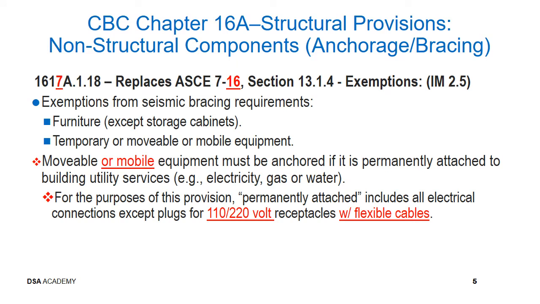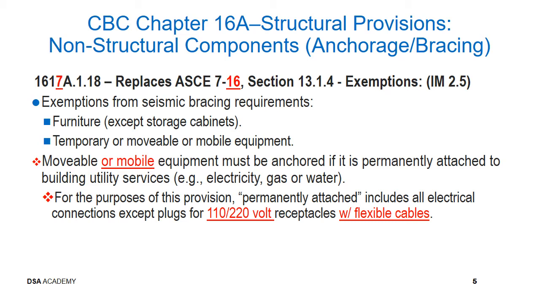CBC Section 1617A.1.18 replaces ASCE 7 Section 13.1.4 with exemptions that certain non-structural components are exempt from the requirements of seismic bracing and anchorage. First, furniture except storage cabinets. Second, temporary, movable, or mobile equipment.